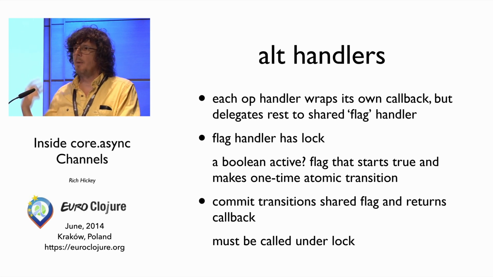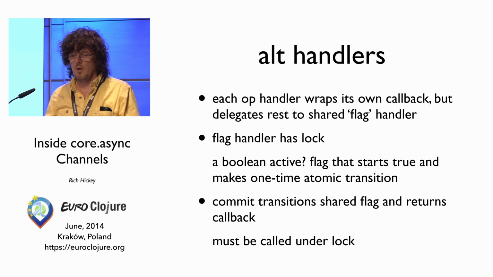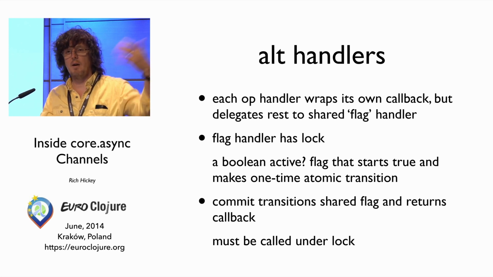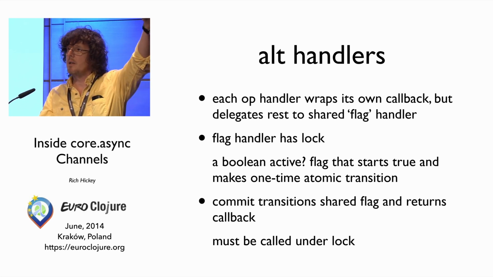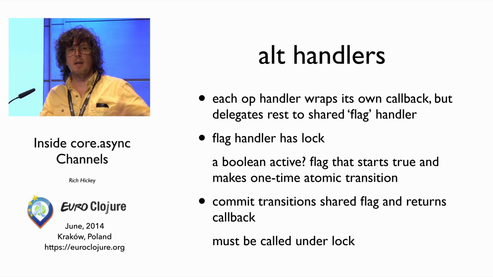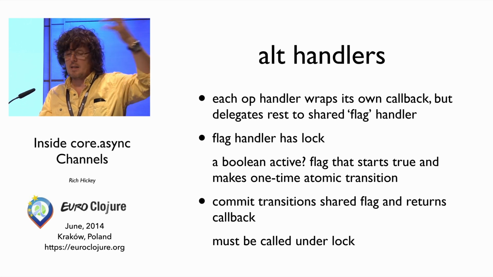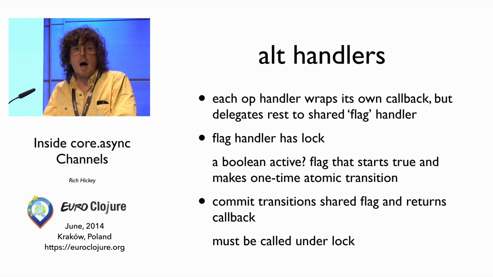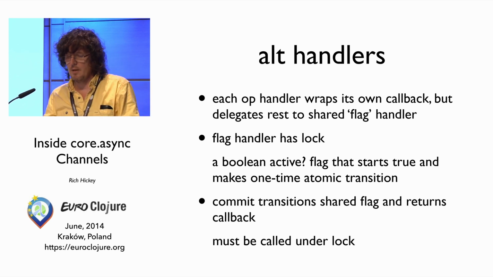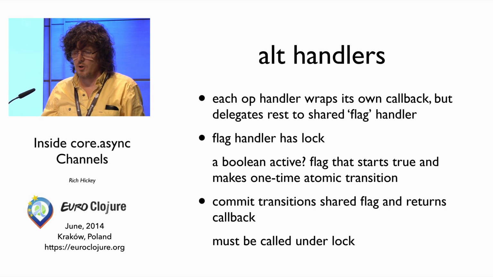So that's the atomic commit that disables all of the other things, because they're all sharing this. They all share the same notion of being active. And they're all sharing the same mutex, right? And they're all sharing the same transition. And that's how you can get the multiple operations to do that. But it must be called under the lock of the overall handler, which is again shared.